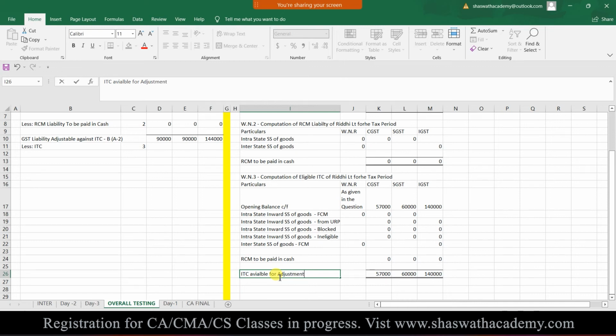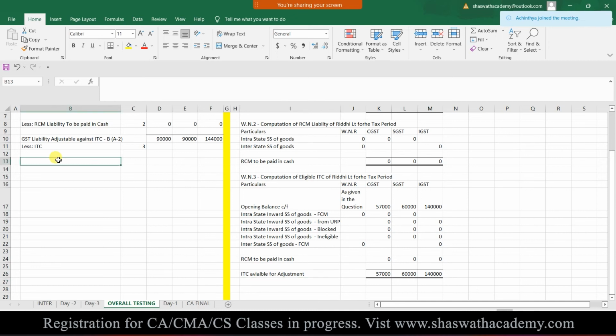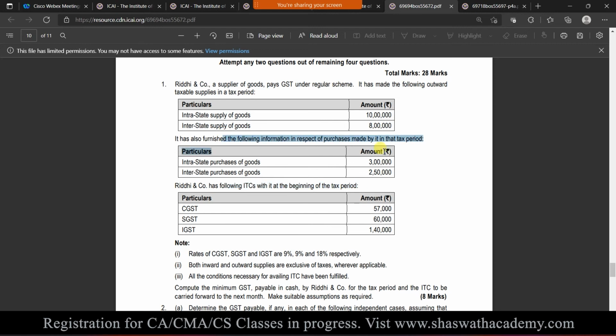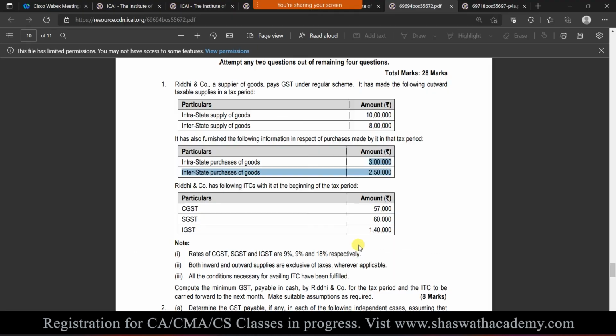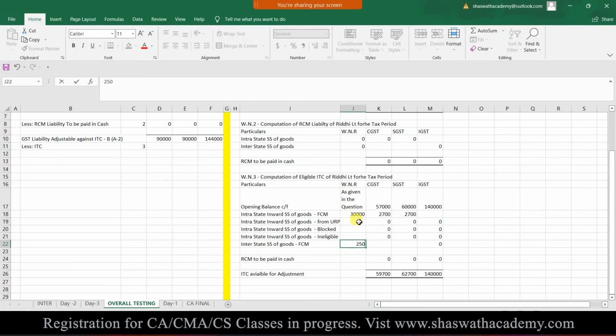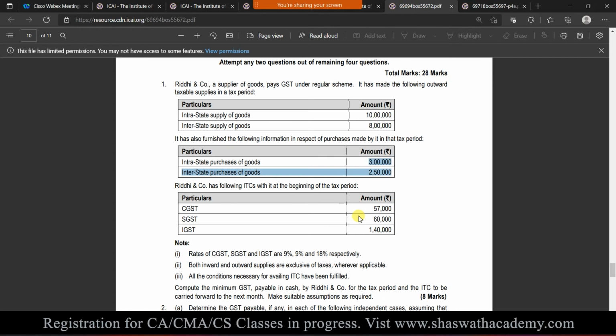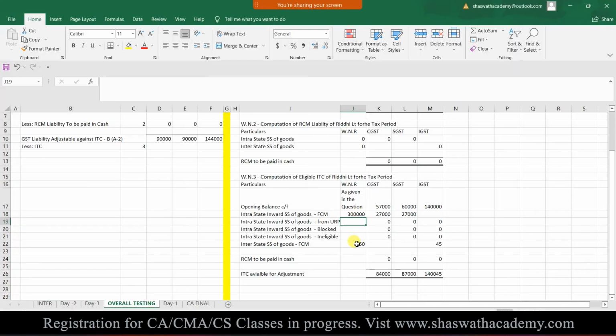This is working note number 3, my dear. And after that, you have to give an internal working. Tell me, my dear. First, let's go ahead and close out the purchases. During the period, these guys purchased for how much? Intrastate eligible, nothing is given, so we assume eligible, 3 lakhs and 2.5 lakhs. They have given eligible. So let's understand, intrastate FCM is 3 lakhs and interstate is 2.5 lakhs, and these are the credit updations.